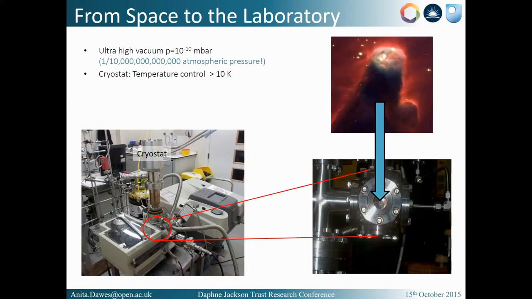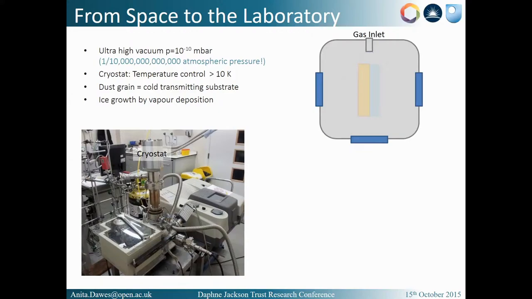We have to have a cryostat so that we can go down to low temperatures. We'd like to get down to 10 Kelvin for the interstellar medium. Planetary ices are a little bit warmer than that. And we basically put some gas onto a substrate. We form an ice, and then we irradiate the ice either with an infrared spectrometer or from the synchrotron UV spectrometer, and we measure the spectra.